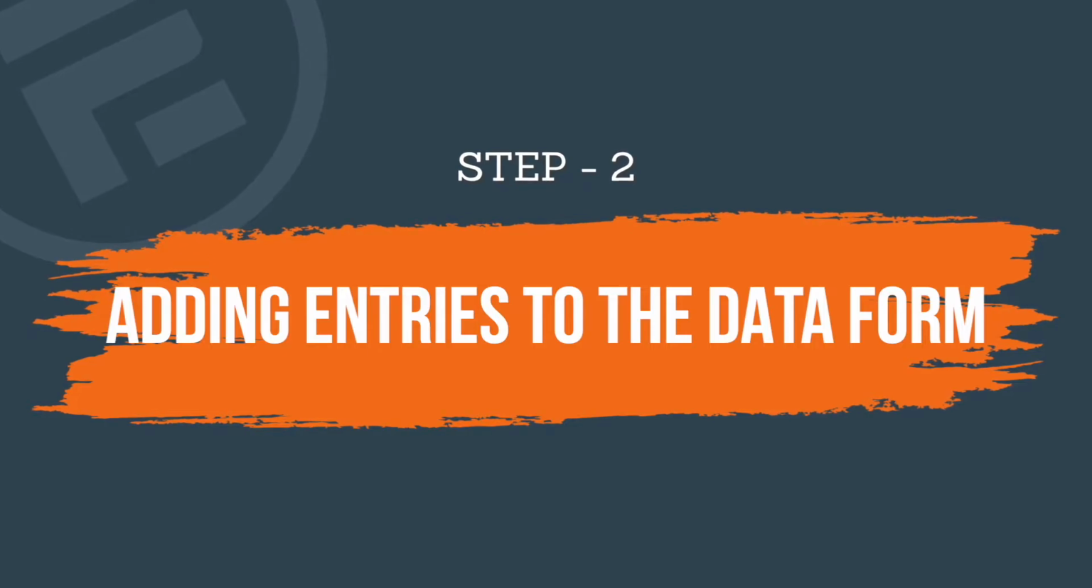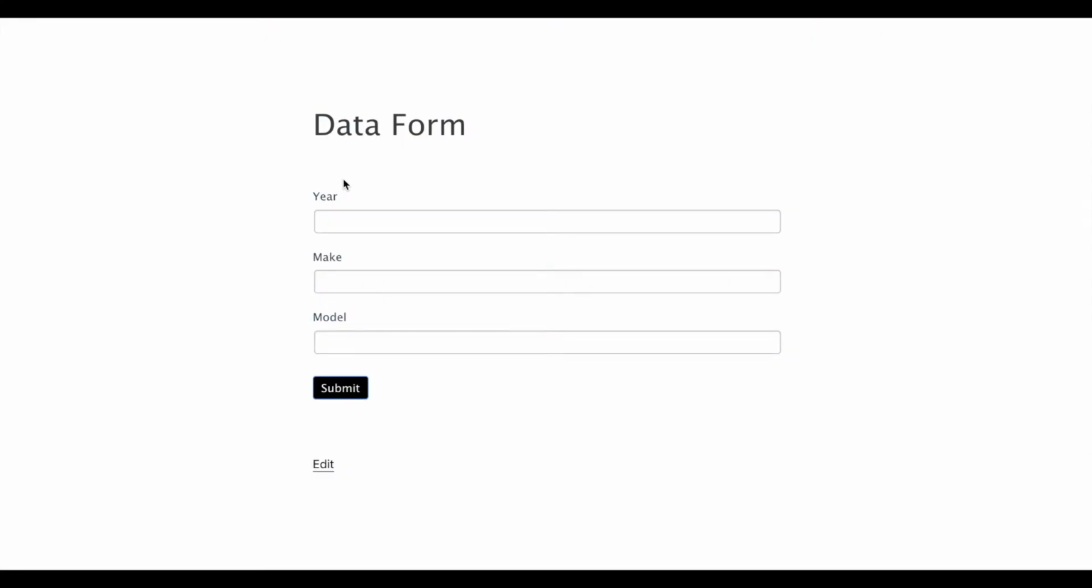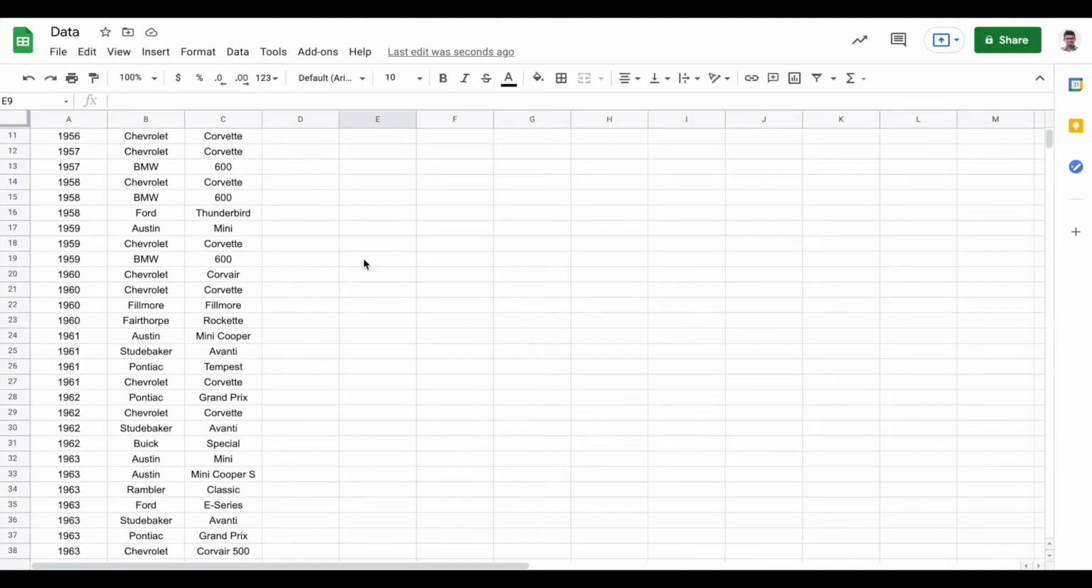Next, we'll need to fill the data form with the options that we want to use in the conditional dropdowns. If you want to enter the data manually by submitting the data form, that will take a lot of time. But we can do it easily by importing the data from a CSV file.